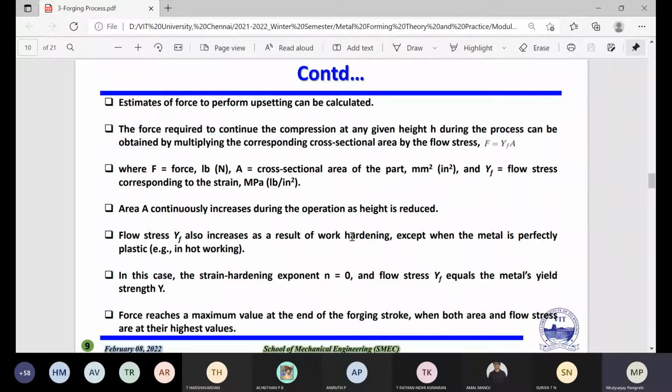Okay, and one more point I will tell about here. If, for example, the flow stress is given, we have also studied some equations in the past. If the flow stress equals K into epsilon to the power n, that equation you have also studied, so I didn't put it here. Here I mentioned the flow stress YF also increases as a result of work hardening, except when the metal is perfectly plastic. And in this case, the strain hardening exponent n equals 0. So when we are talking about YF equal to K epsilon to the power n, you also have to consider that n. This n is known as the strain hardening exponent. That equation you also have to remember, YF equal to K into epsilon to the power n. And what is K?